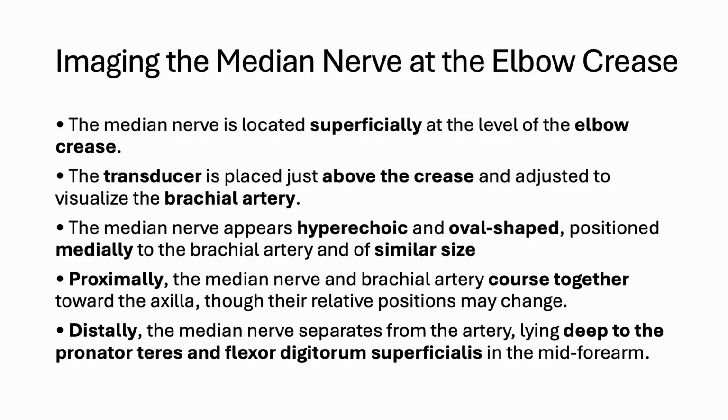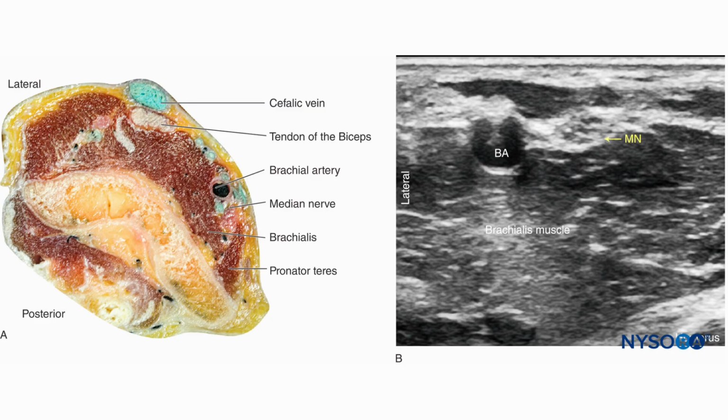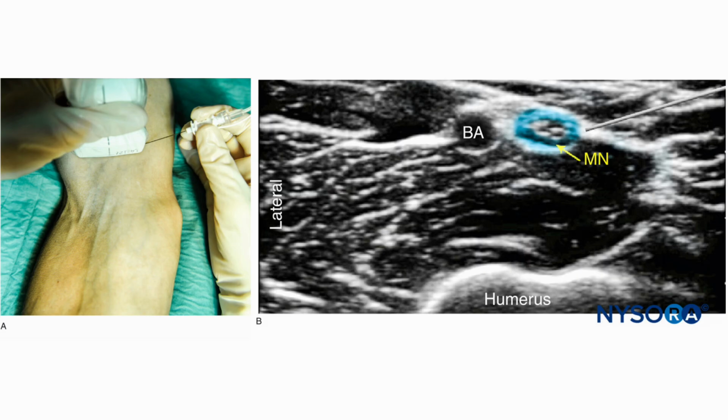And then distally, the median nerve separates from the artery, lying deep to the pronator teres and flexor digitorum superficialis in the mid forearm. All right, so here's your brachial artery right here, and musculocutaneous nerve there medial. And here would be your in-plane technique to help block that median nerve.